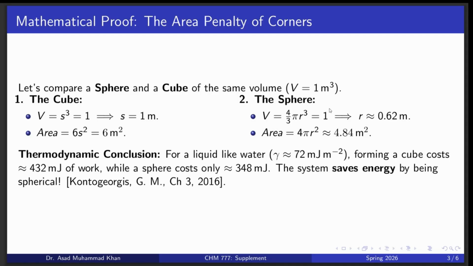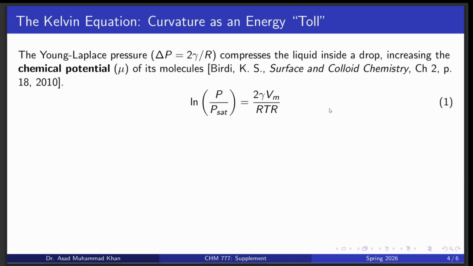So thermodynamically, for a liquid like water, for which gamma is equal to 72 millijoule per meter squared, forming a cube costs 432 millijoule of work, while a sphere costs only 348 millijoule of work. So in this way, we see that the system saves energy by being spherical as compared to any other shape, because it has been saving energy for the same volume.